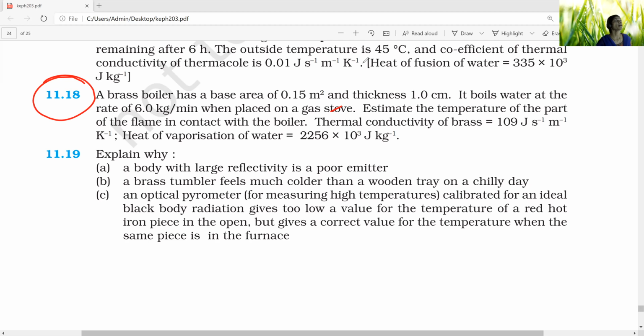so 11.18 is a brass boiler has a base area of 0.15 meter square and thickness 1 centimeter. It boils water at the rate of 6 kg per minute when placed on a gas stove. Estimate the temperature of the part of the flame in contact with the boiler. Thermal conductivity of brass value they are already given. Heat of vaporization of water they are already given. From the given data, let us see how to solve this one.